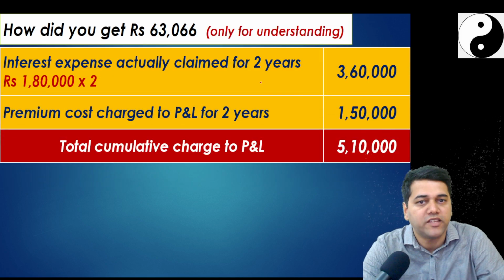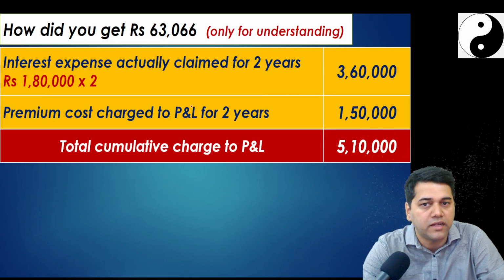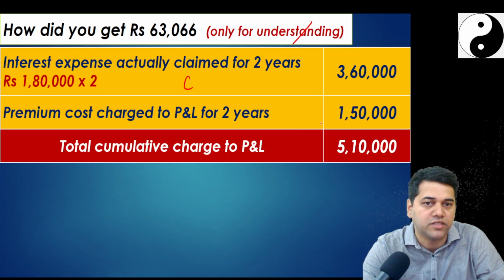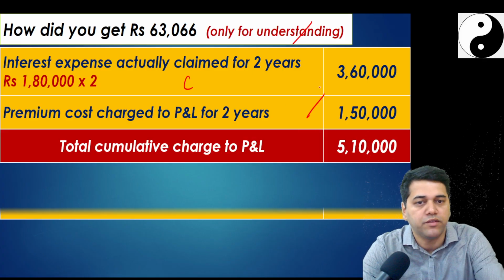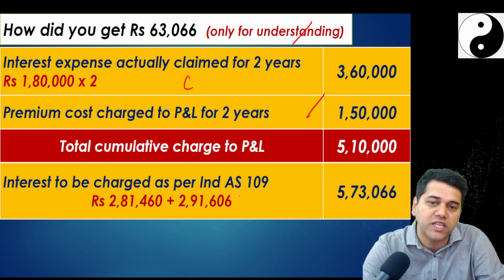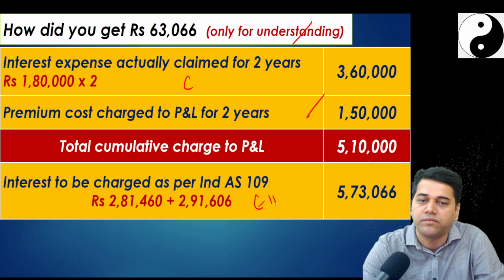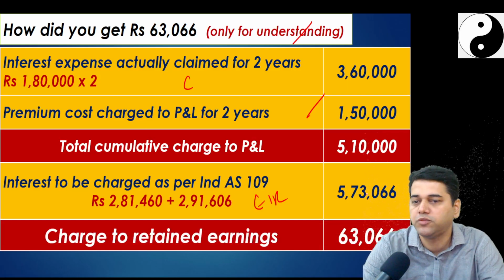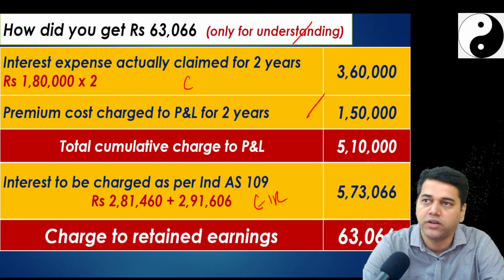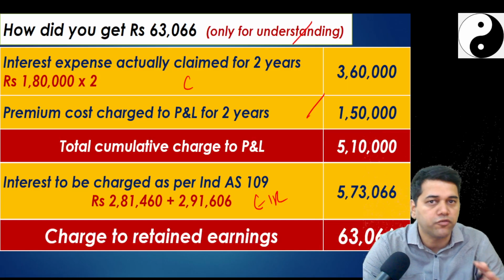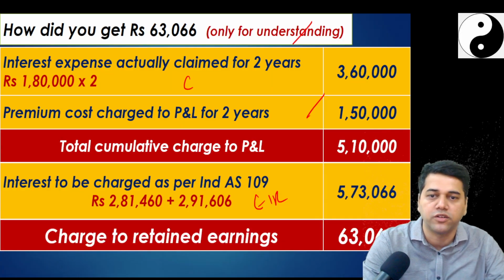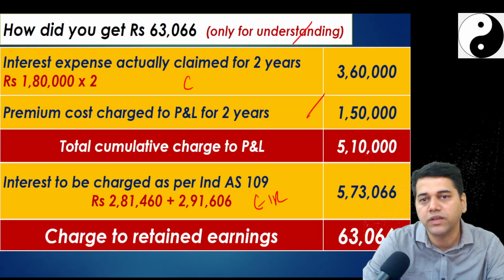Just check expenses claimed at the contractual rate 3,60,000, premium charged 1,50,000, versus how much you should have charged as per 109 at the rate of EIR. This difference should be your P&L hit or retained earnings. So you can cross verify this, and the same thing we have done in 116 also, so that you are very sure that your workings are correct.